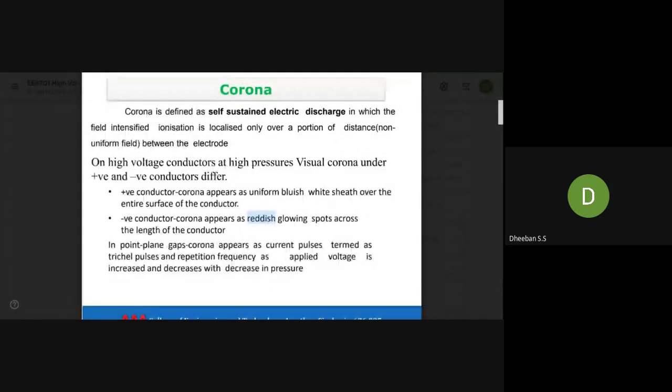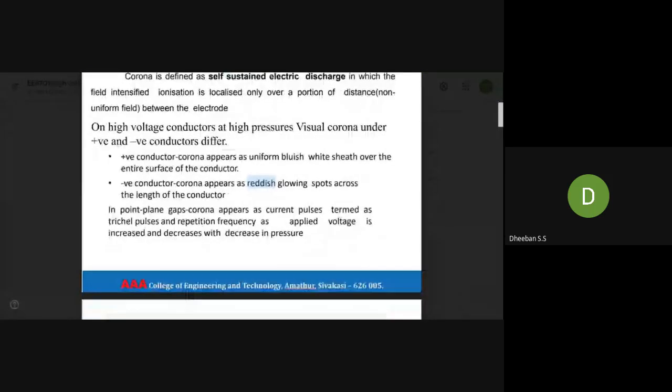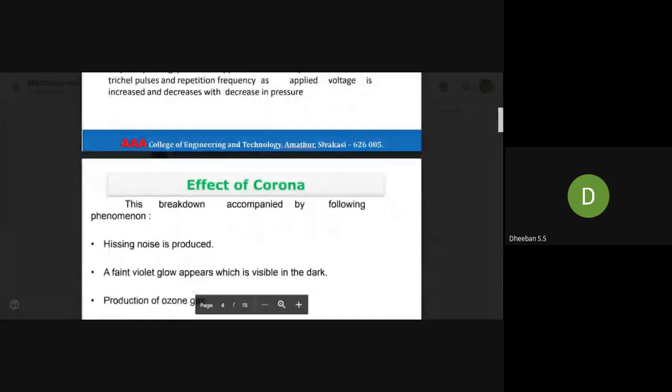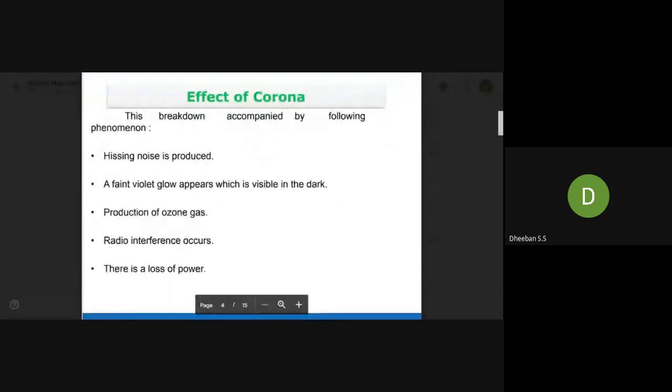For this, I will be showing the picture. Before that, we can see the effects alone. You have studied these effects in your T&D subject as a separate 8 mark question, so just brief it out. Here I have given some points alone. What are the 5 points? The first thing you get due to corona is some noise.